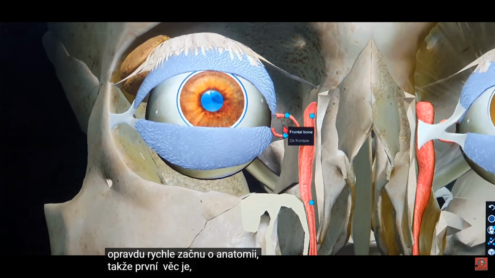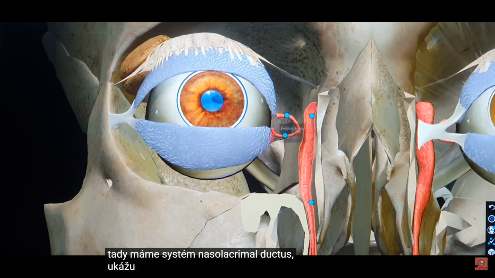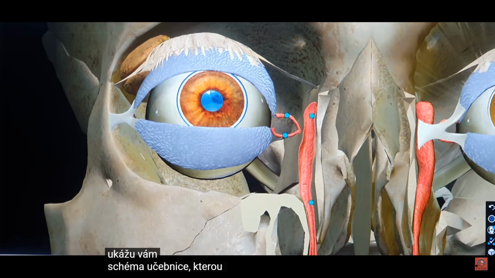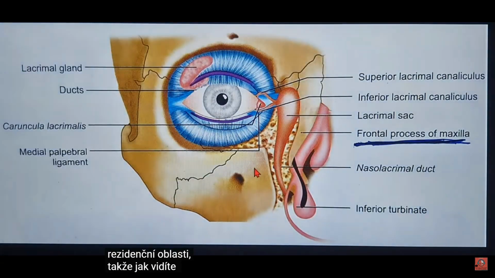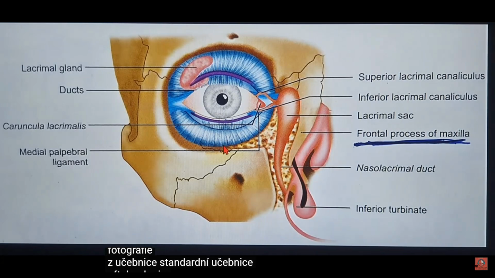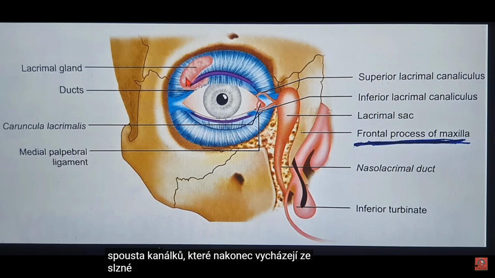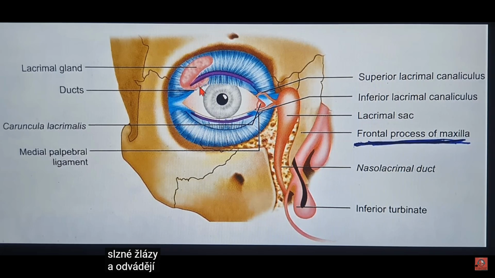The first thing is that we have the nasolacrimal duct system over here. Before that, I'll show you the textbook diagram, which we normally read in our residency. As you can see, this is a photograph from a standard textbook of ophthalmology. That's the lacrimal gland. A lot of ducts come out from the lacrimal gland and drain all the liquid over the eyeball, and this eventually drains at the medial canthal area at the lacrimal punctum.